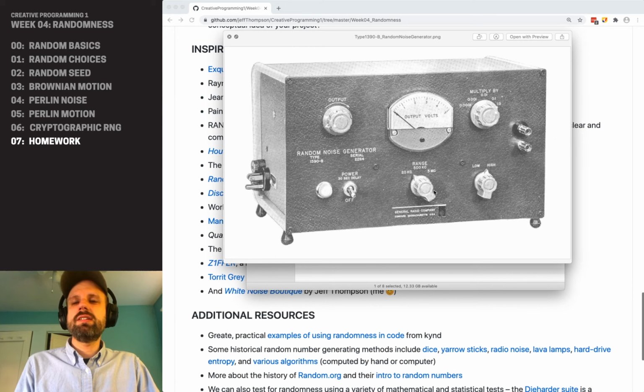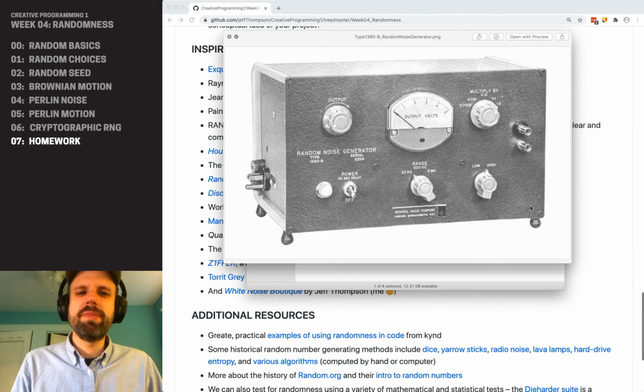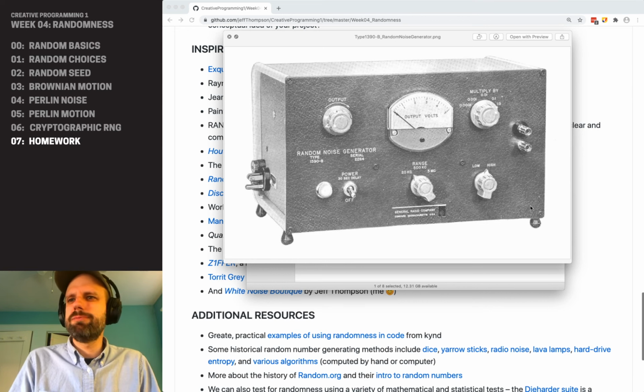And this is the device that they used. This is a white noise generator, and you can't see it, but I have one of them. I bought it on eBay because I'm too obsessed, and I love it. It's also just a beautiful object.